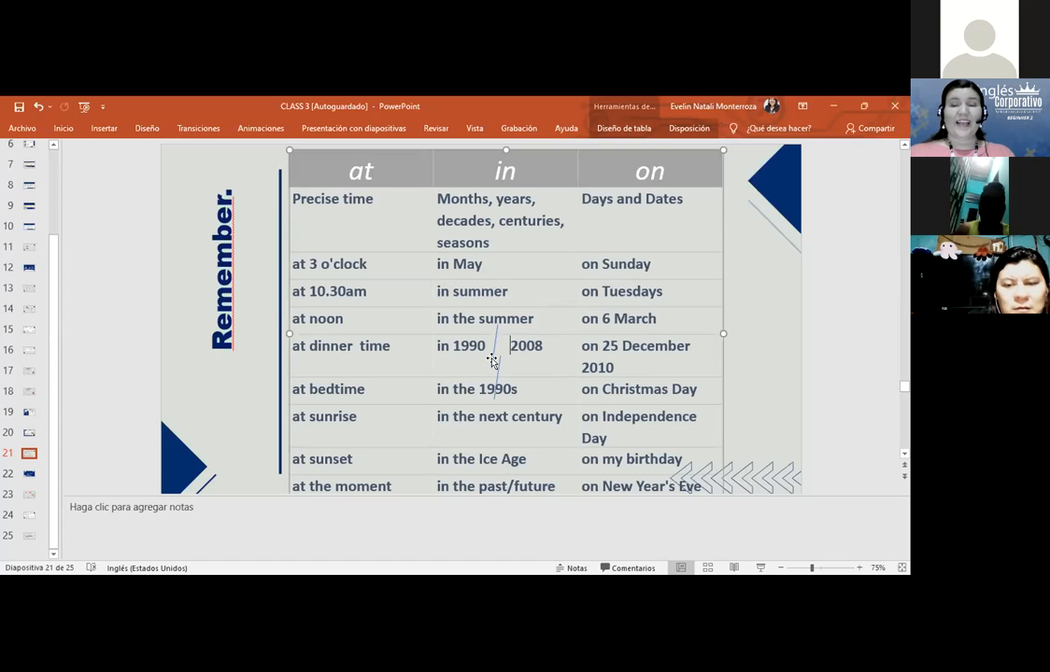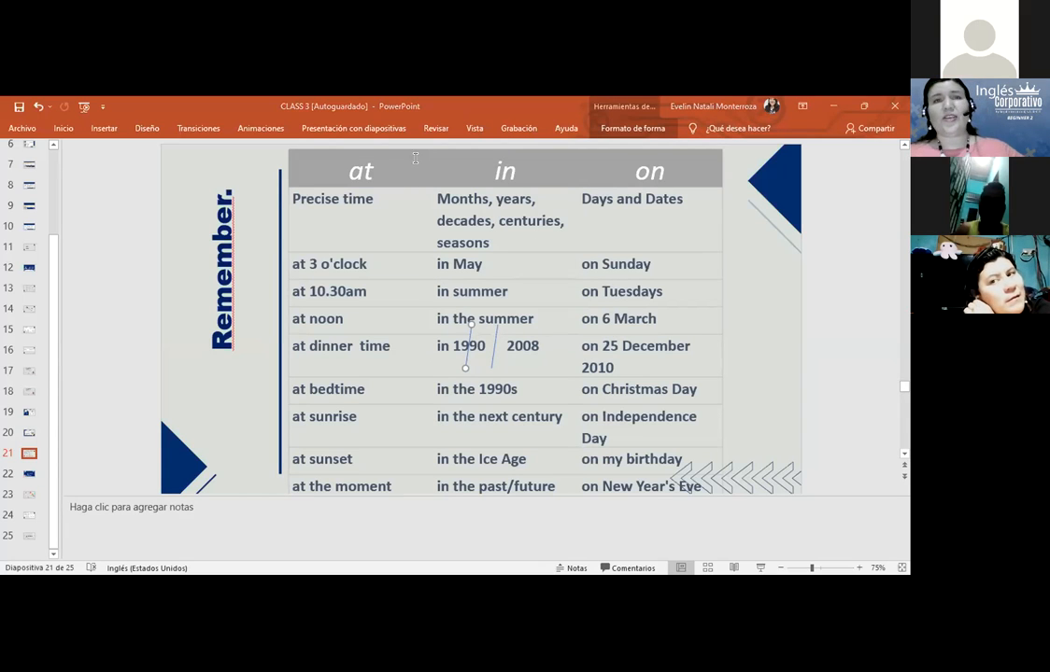In 1990 or in 2008. Aquí hacemos la excepción cuando leemos fechas. Cuando la fecha es de 1900 tanto, primero leemos la mitad, right? You say 1990, 1980, 1970. Okay. Tell me, when were you born?